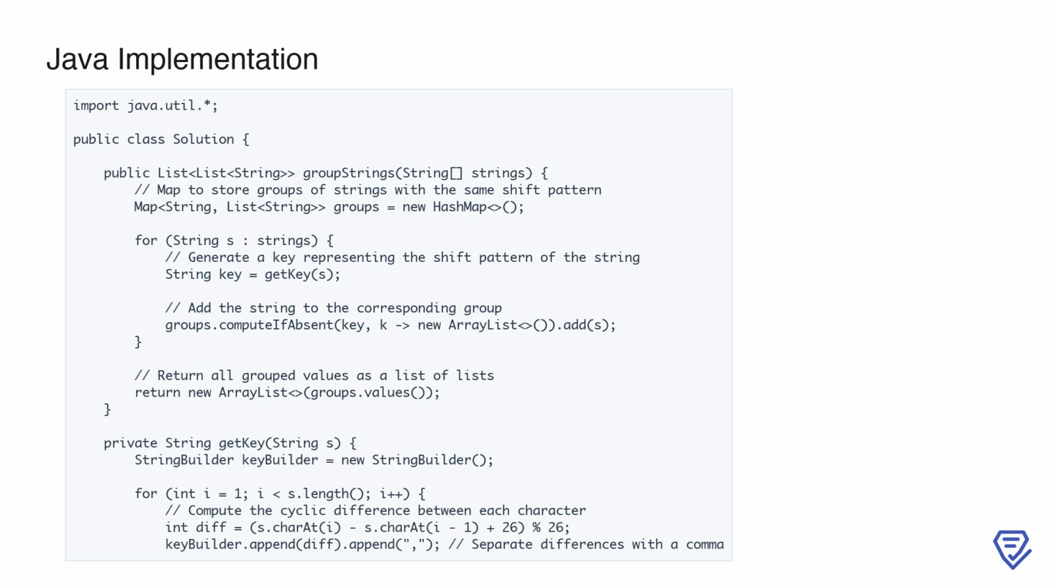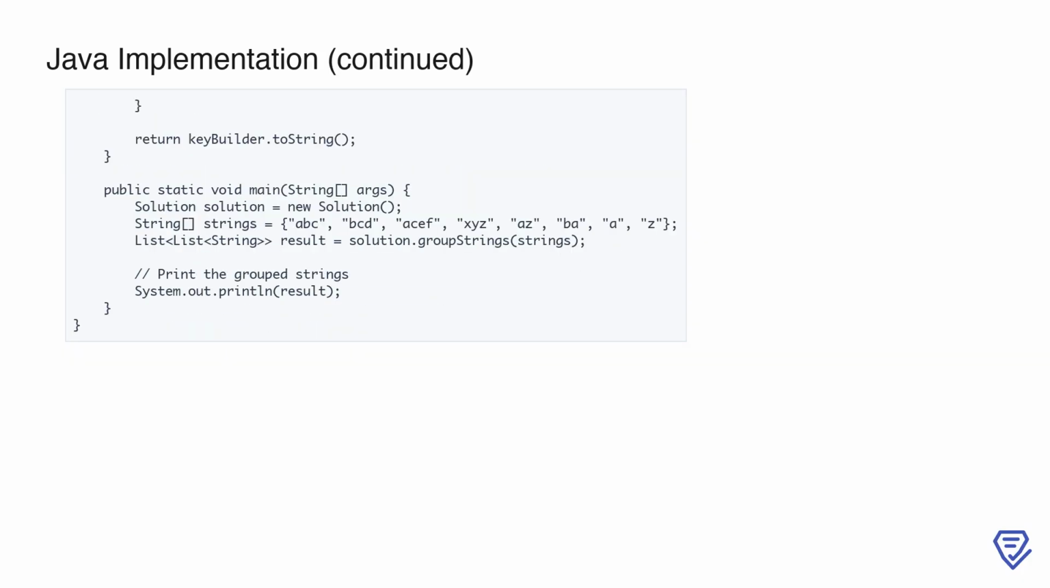Now, let's look at the getKey method, which calculates the shift pattern for a string. The getKey method constructs a unique string representation of the shift pattern for a given input string. It uses a string builder to build this pattern by iterating through the string, starting from the second character. For each pair of consecutive characters, it calculates the cyclic difference, ensuring the result is always non-negative by adding 26 before taking the modulo. These differences are then appended to the string builder, separated by commas, to create a unique key for the string. At the end of the loop, the complete pattern is returned as a string.